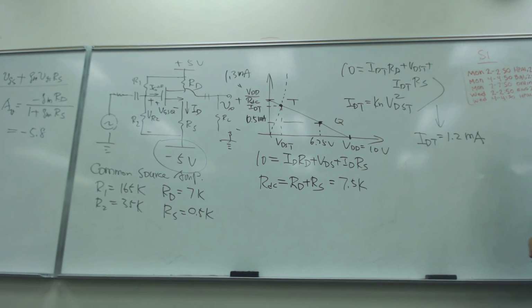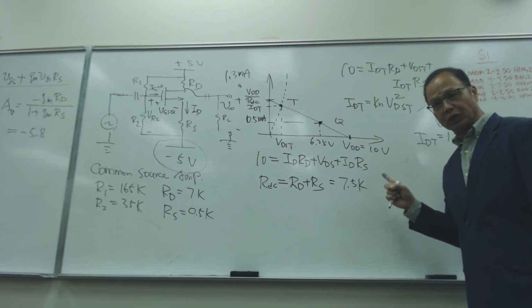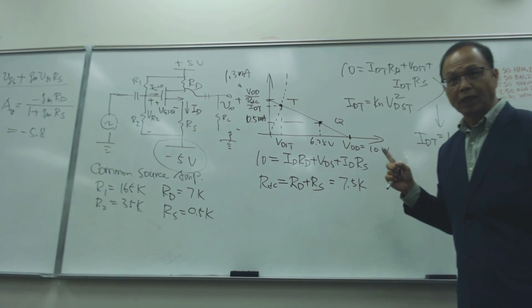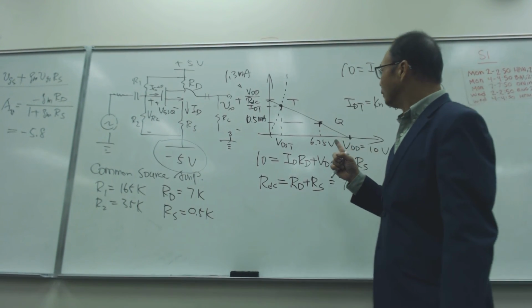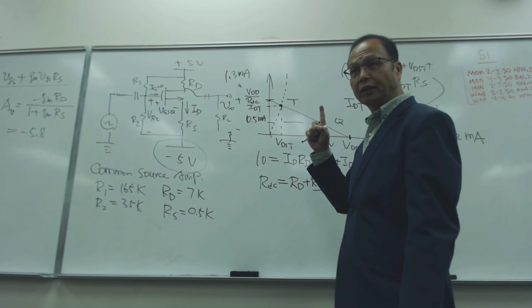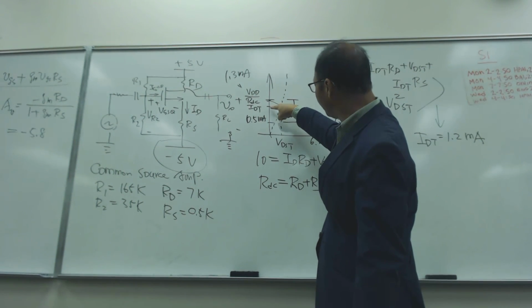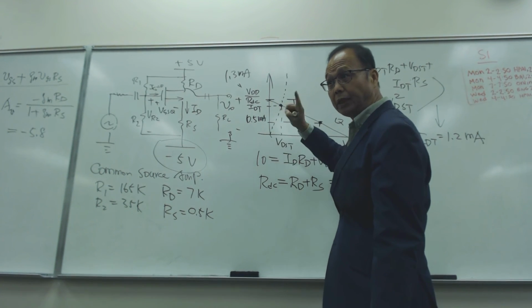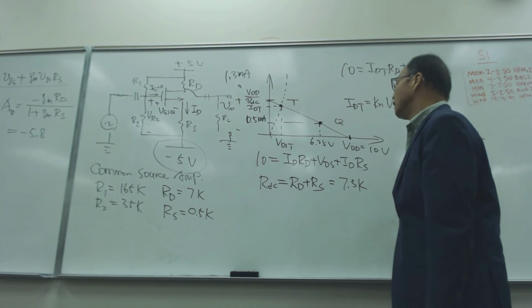Okay, so therefore, as far as the DC operation is concerned, what is the range for the current? The range of the current under the DC condition is what? It's between IDT and 0, right? That is the DC operation.